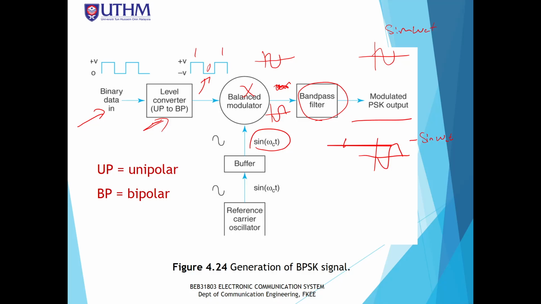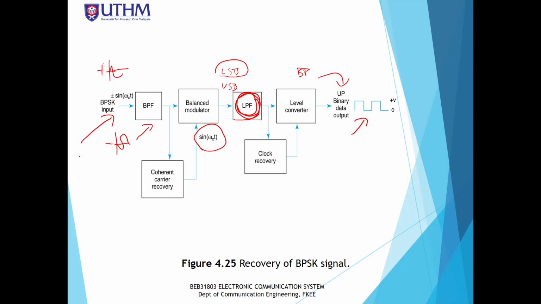If you see from here, this is for the transmitter side. If we multiply sine with positive voltage, it will produce a positive sine wave. If we multiply negative voltage with a sine wave, it will produce a negative sine. So actually what we transmit is either a positive sine or a negative sine. So in the receiver, we will receive either a positive sine or a negative sine.